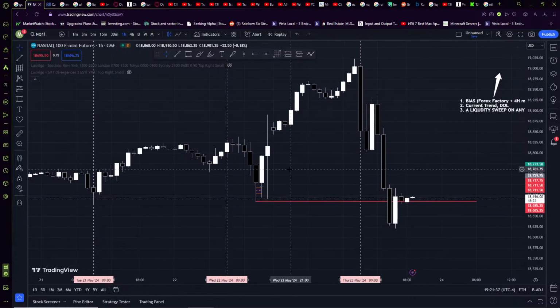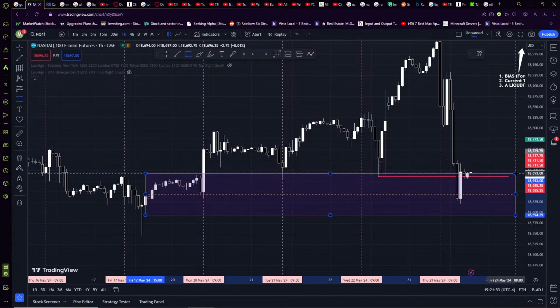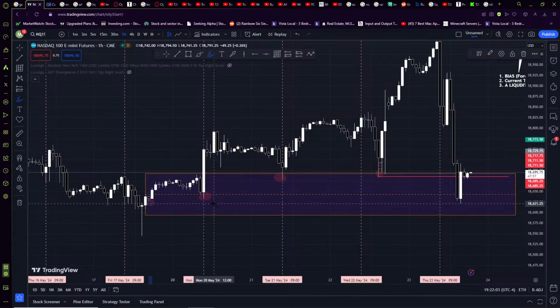Same thing over here. So how many lows did we sweep? One low, two lows, three lows, and almost four lows. There is a lot of liquidity sitting in all these lows, right? Like I said, one, two, three, possibly four.